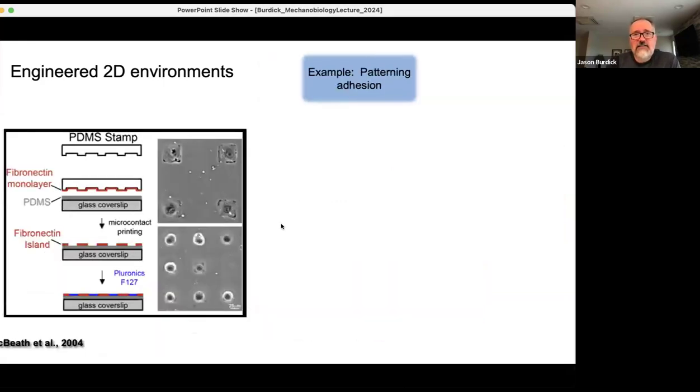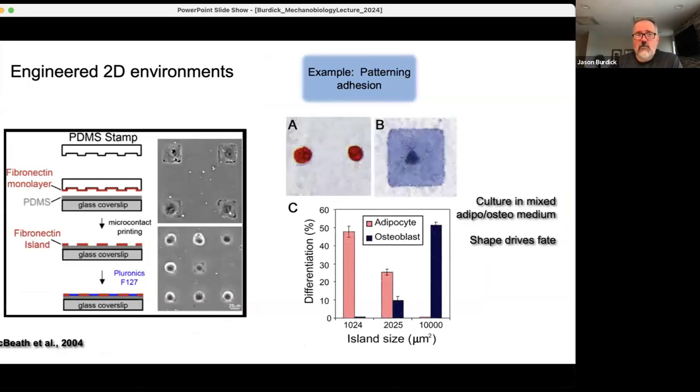Using these stamping techniques, this is a nice example from Chris Chen's lab, again, very early work that then opened up, I think, a utility of a lot of this. We've used this for some applications as well.